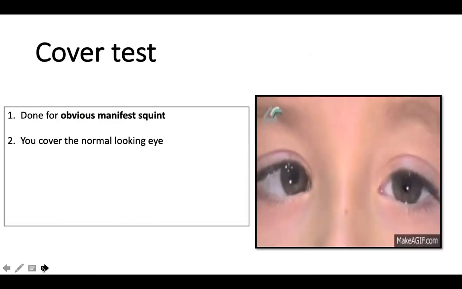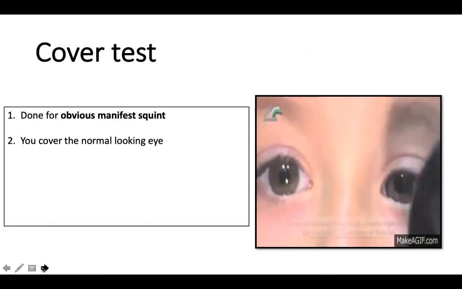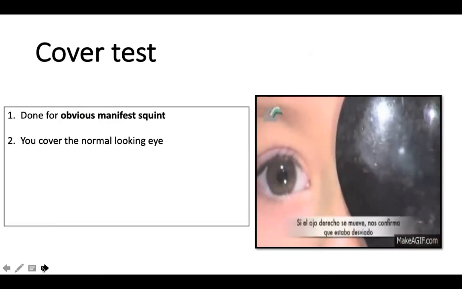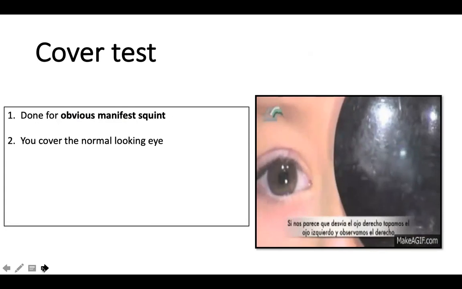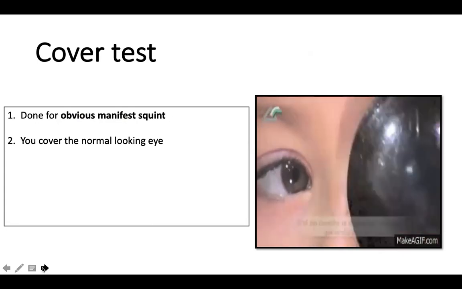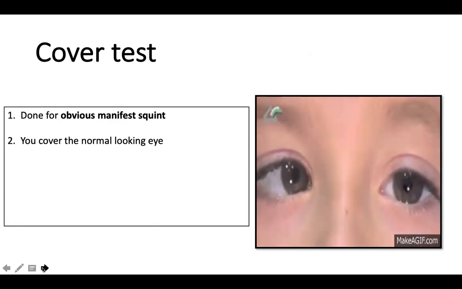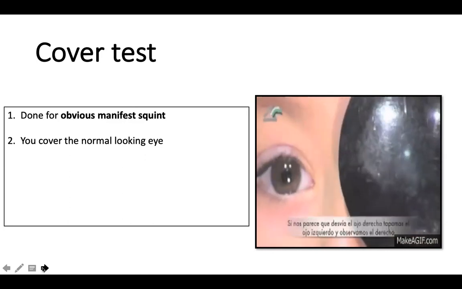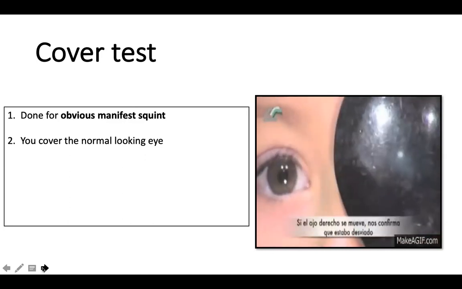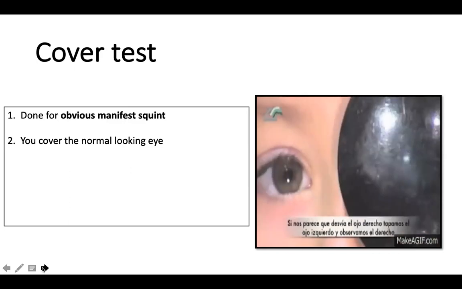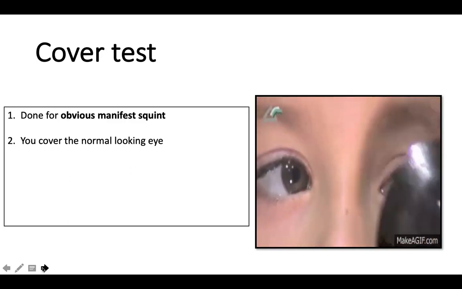And then you can do a cover test. A cover test is usually done for children with a very obvious squint, just to understand whether this particular squint is a paralytic squint or a non-paralytic squint. In a paralytic squint, as you can understand, the eyes do not move, whereas in a non-paralytic squint, the eyes can move. A paralytic squint is usually because of injury to the brainstem or injury to the cranial nerves. So in a cover test, what you need to do is cover the normal eye and look at the movement of the eye that has the squint.